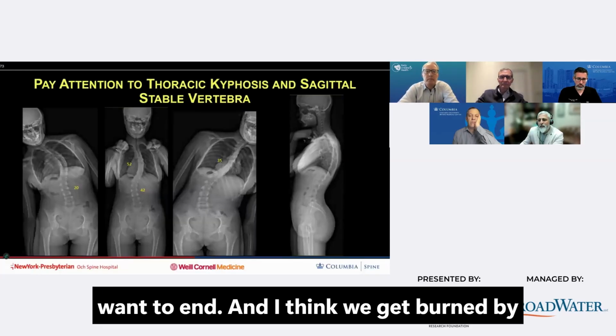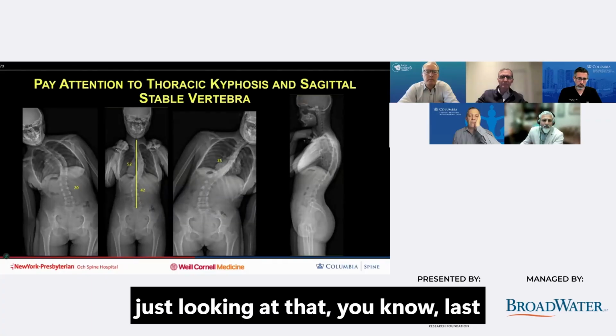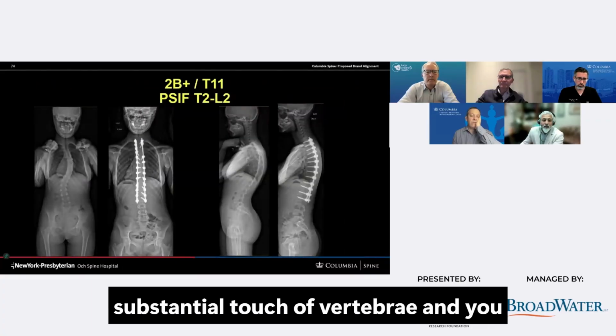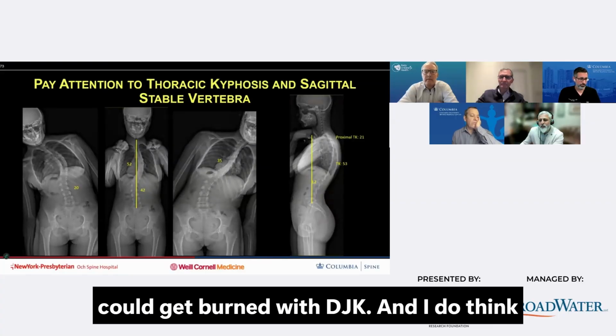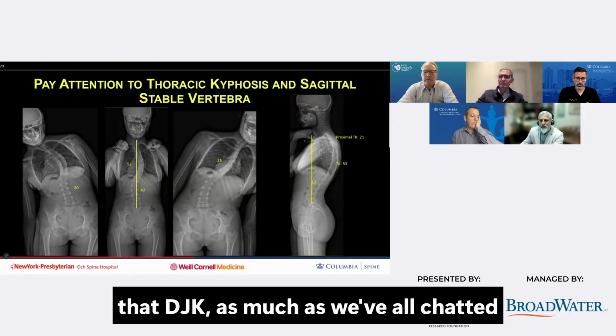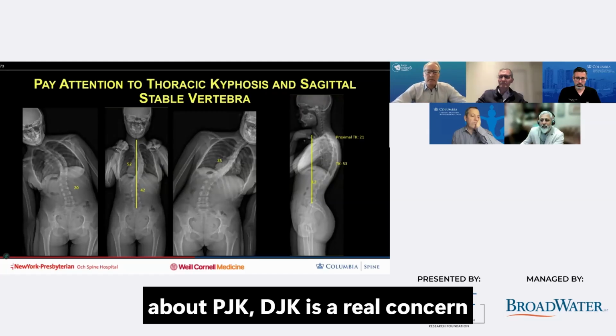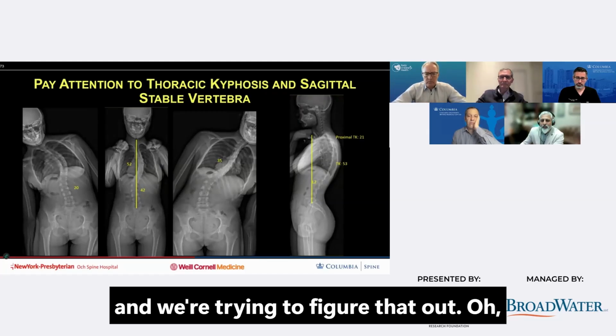I think we get burned by just looking at that last substantially touched vertebra. So you could argue that if you went to T11, T12, you could get burned with DJK. And I do think that DJK, as much as we've all chatted about PJK, is a real concern, and we're trying to figure that out.